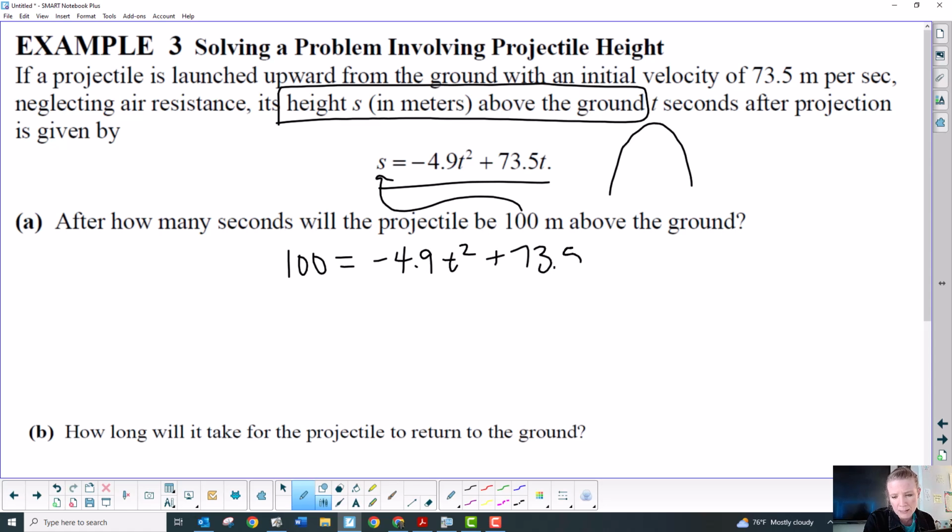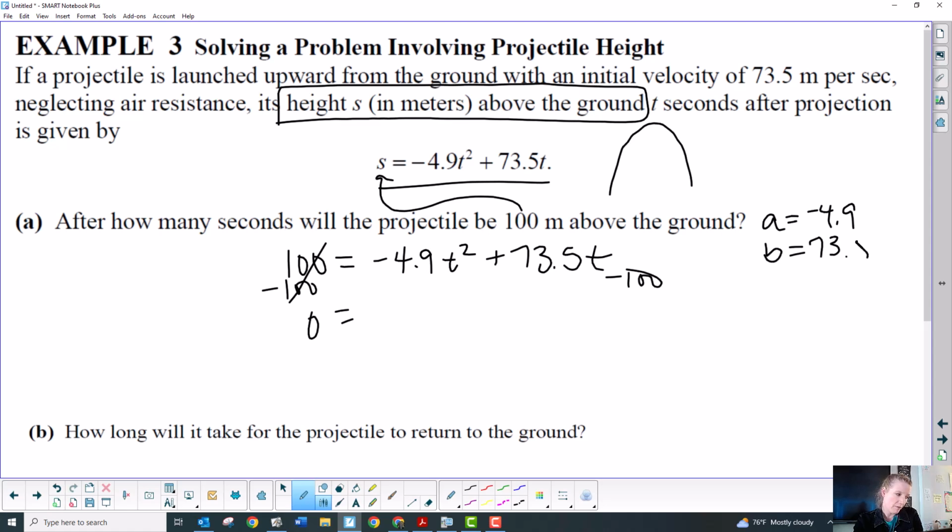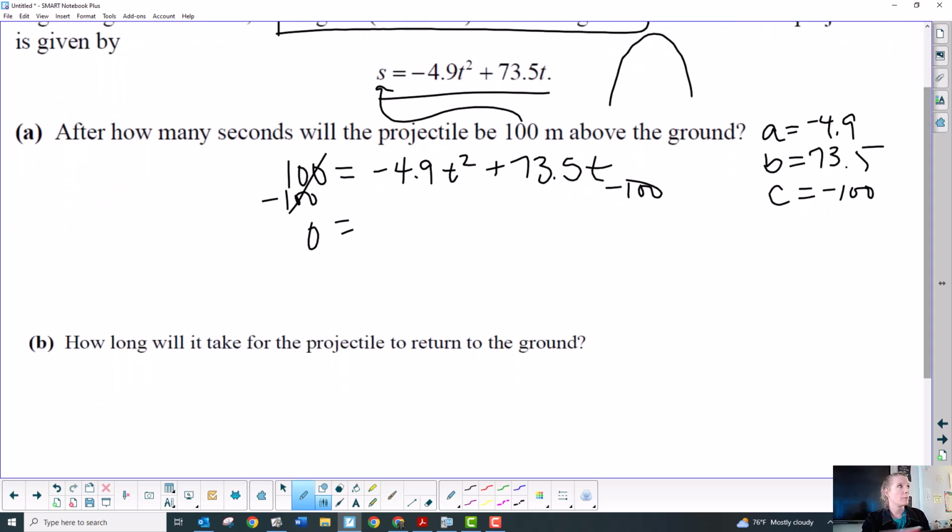Now, because it has decimals, I'm going to go ahead and get everything on one side and use the quadratic formula. So if I minus the 100, A is negative 4.9, B is 73.5, and C is negative 100. So I'm going to fill it in to the quadratic formula.